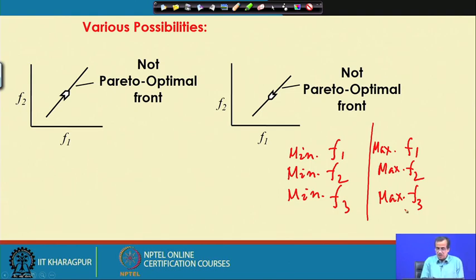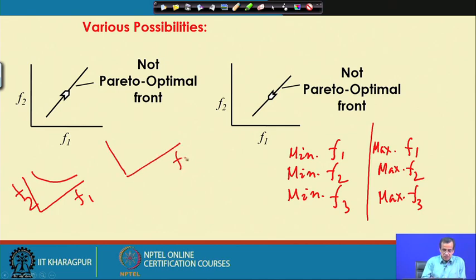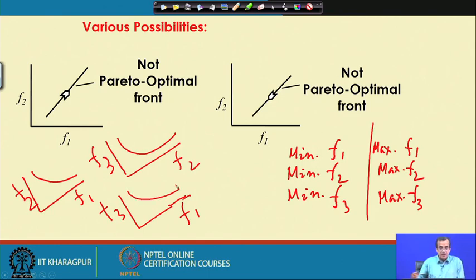If this is the situation, I can find out one Pareto optimal front if I consider F1 versus F2. So, there is a possibility I will be getting some Pareto optimal front. If I consider F2 and F3, there is a possibility that I will be getting another Pareto optimal front, and if I consider F1 and F3, there is a possibility I will be getting another Pareto optimal front. Now, there are 3 objectives.